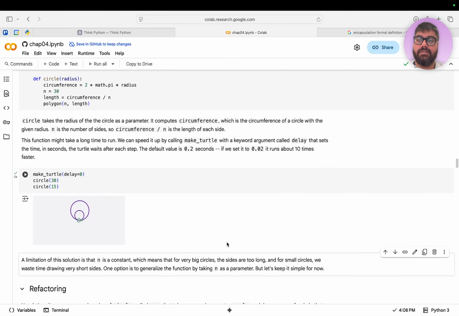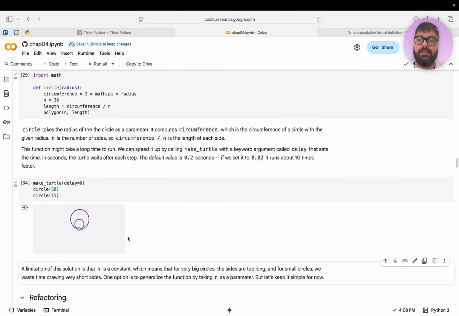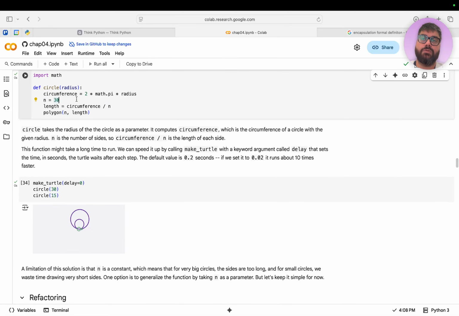Yeah, so basically here it's saying that because n equals 30 and it's fixed, if you decide to draw a really large circle, it's not going to look like a circle. You'll be able to clearly see straight lines because it's a large circle, and if it's a small circle, it's an unnecessary amount of resolution. And one way to generalize this would be just to make n a parameter.